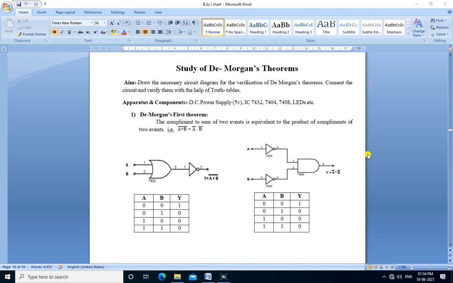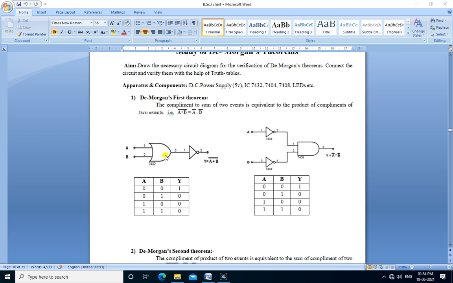Hello friends, we are going to perform practical study of De Morgan's theorem. Aim: draw the necessary circuit diagram for verification of De Morgan's theorem. Connect the circuit and verify them with the help of truth tables. So there are two De Morgan's theorems.